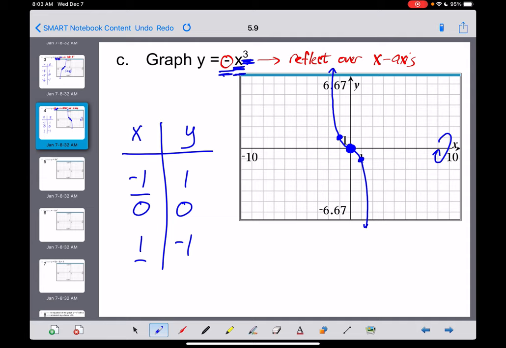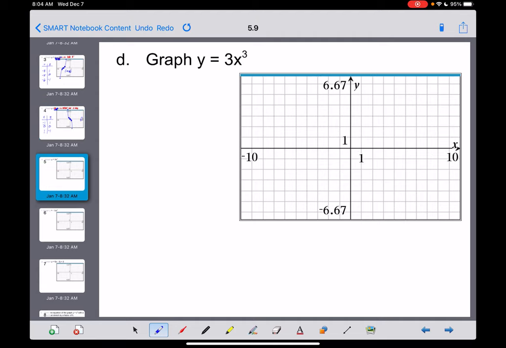That negative in front of the entire function just flips the parent graph over the x-axis, top to bottom. Okay, all right, moving right along. Y is equal to 3x cubed. Now again here, just like the last one, no vertical shift, nothing added at the end. No horizontal shift, nothing added inside parentheses, but our x cubed is being multiplied by 3.